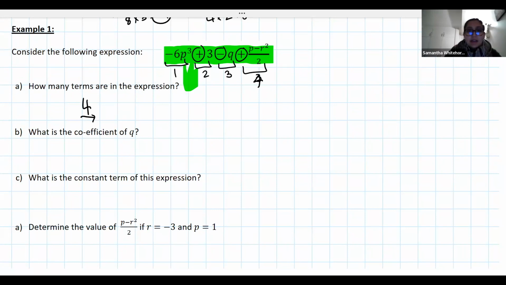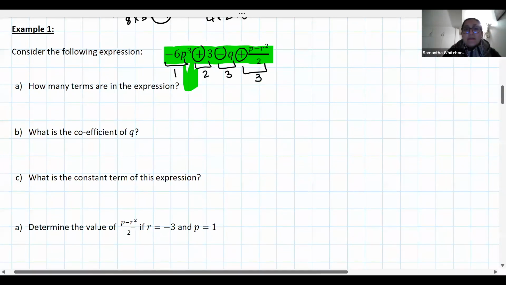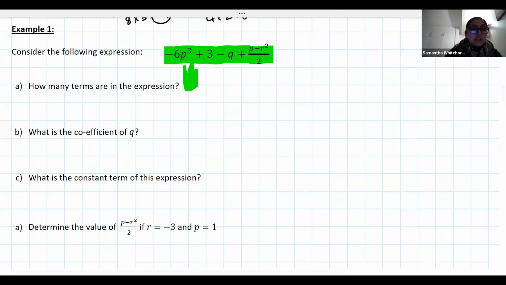Someone put on the chat there, and I can't remember who it was now, that this is what we call a polynomial. Yes, it is an expression with several terms in it. Remember, monomial, 1 term, binomial, 2 terms, trinomial, 3 terms, anything more than 3, so 4 or more, we call it a polynomial.